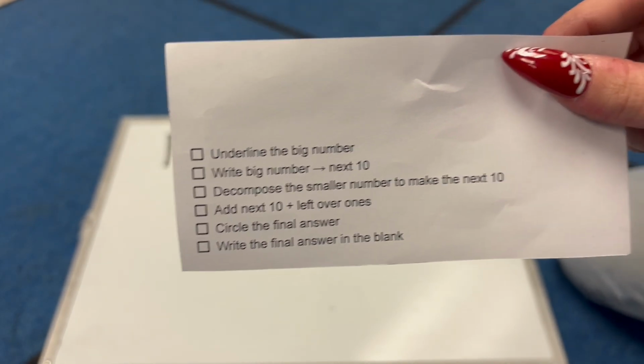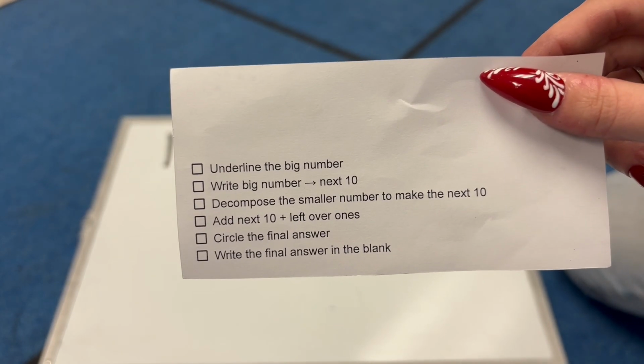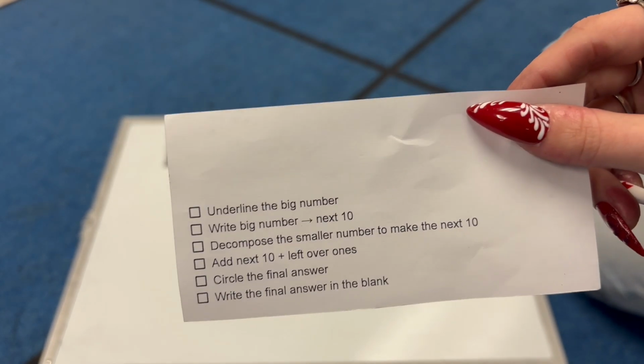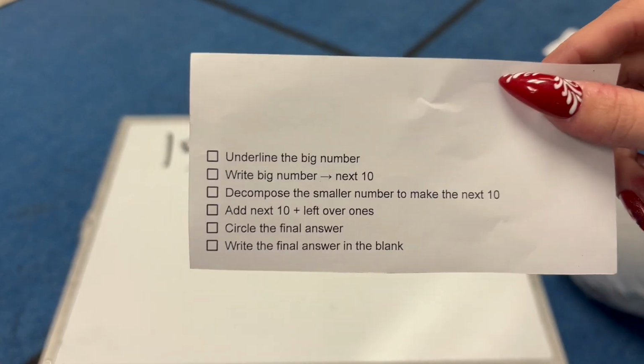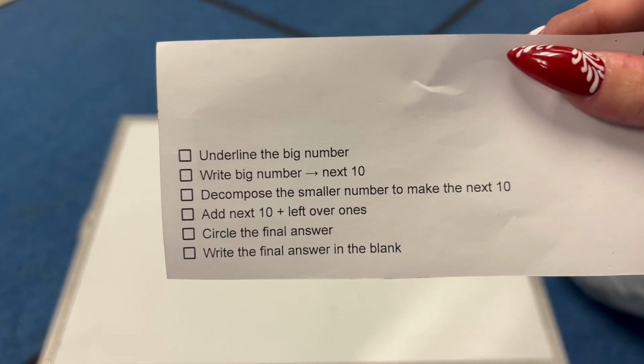Then you decompose the smaller number to make the next 10. Then you add the next 10 plus the leftovers. Sometimes it's ones, sometimes it's a number that has tens as well. Then you circle the final answer and write the final answer in the blank.